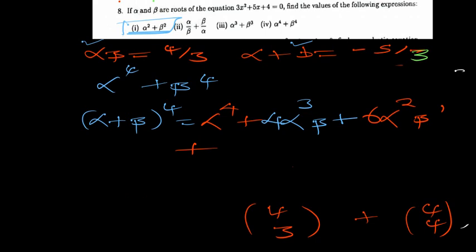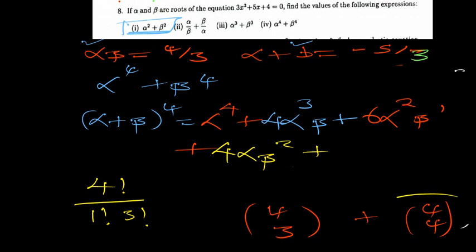4 choose 3 is what? 4 factorial over 4 minus 3, which is just 1 factorial, and then 3 factorial. So on top we're just going to remain with the 4. So 4, and then alpha will reduce again, and then beta will increase again. Finally, we can guess the last one will give us a 1.